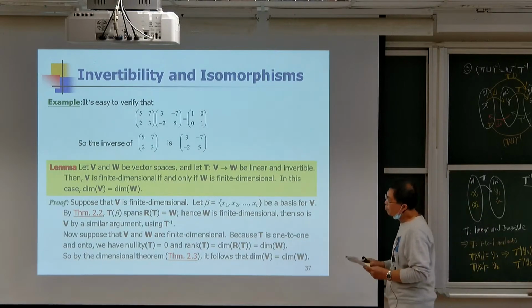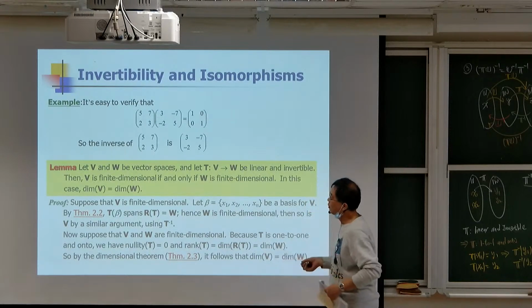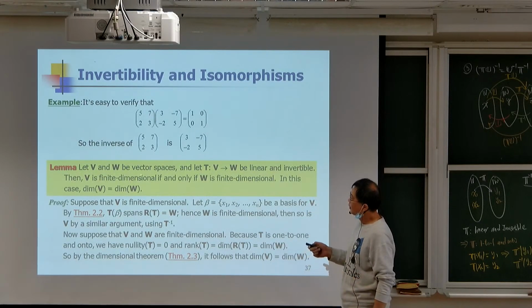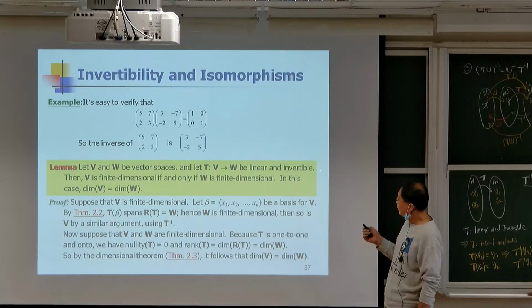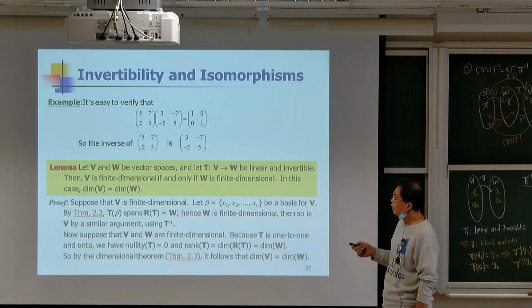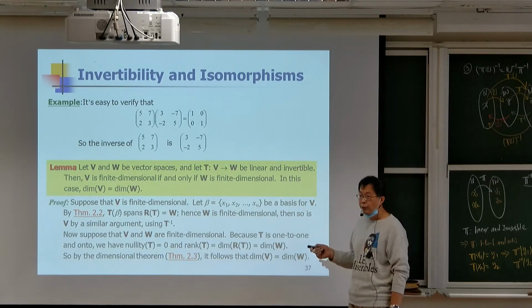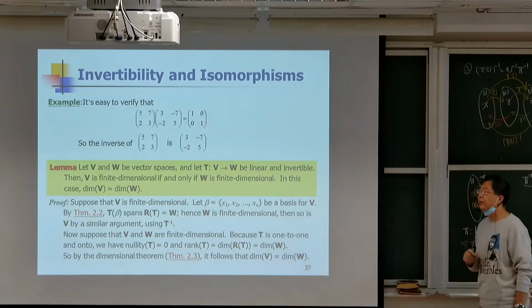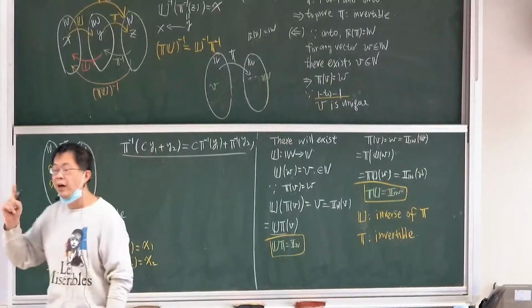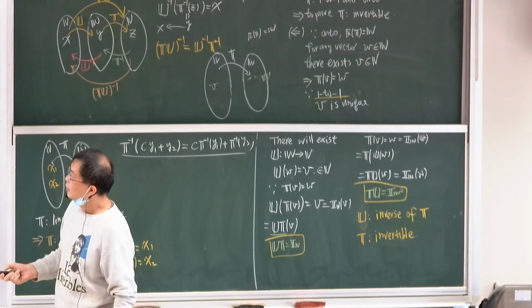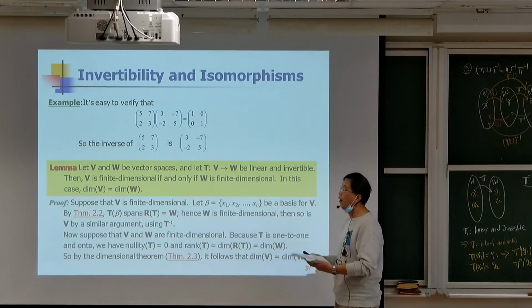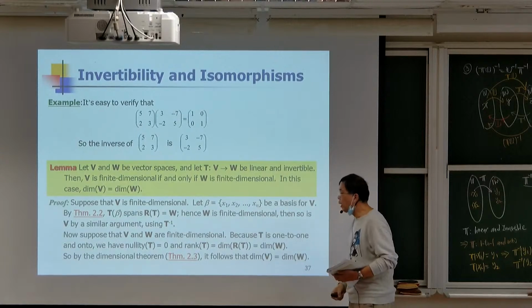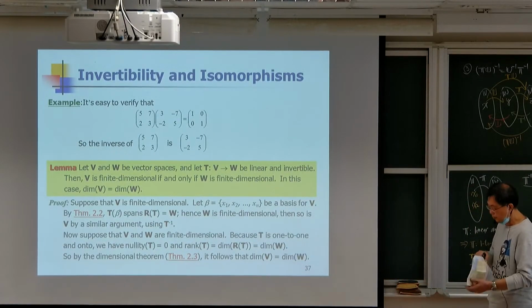So the next one, the lemma, states that V and W are vector spaces, and T is from V to W, and it's linear and invertible. Then V is finite dimensional if and only if W is finite dimensional. In this case, dimension V equals dimension W. So we have already proved it in what we discussed here. So the two vector spaces should be with the same dimension. So I'm not going to prove it again here.